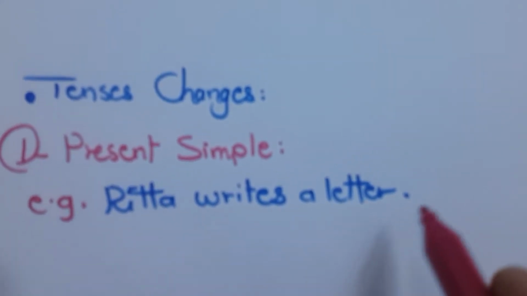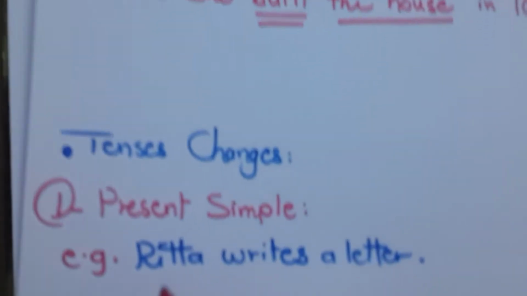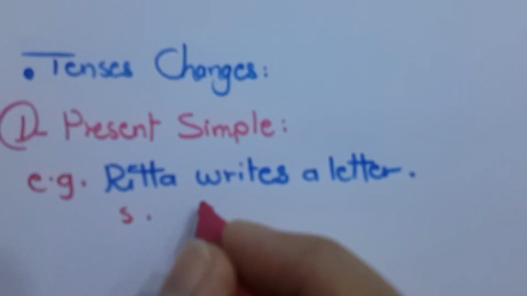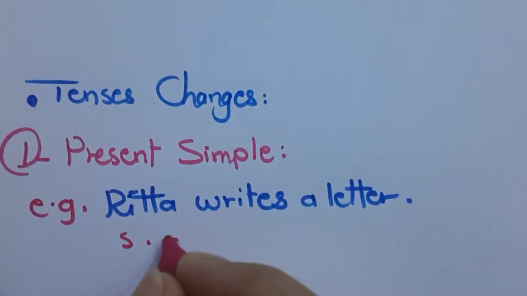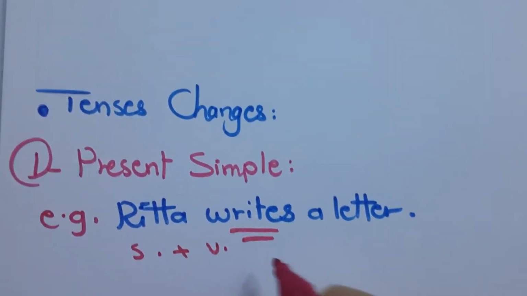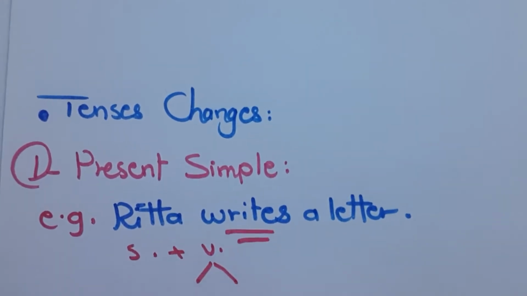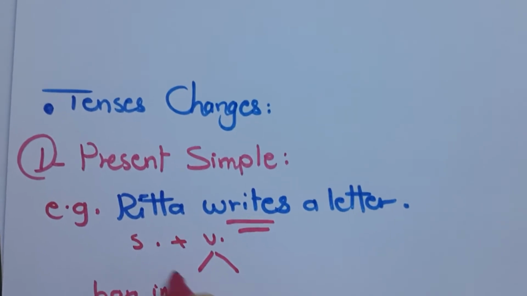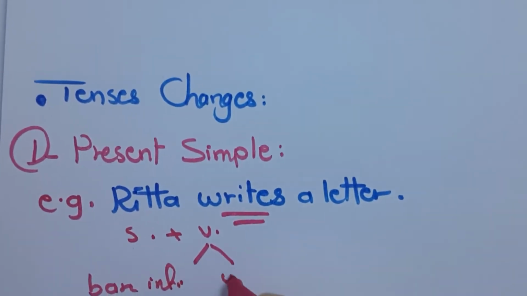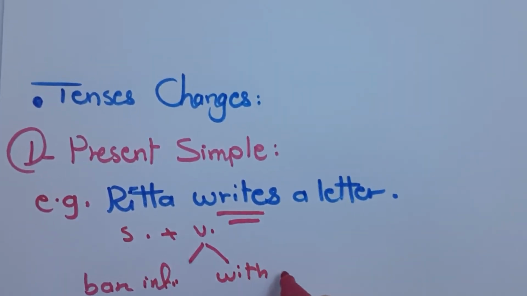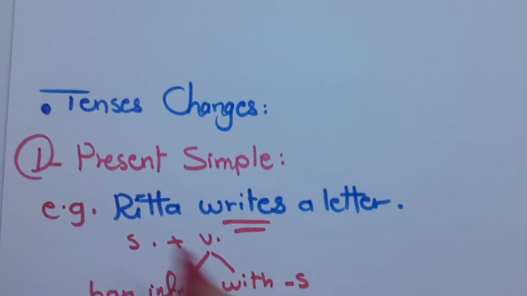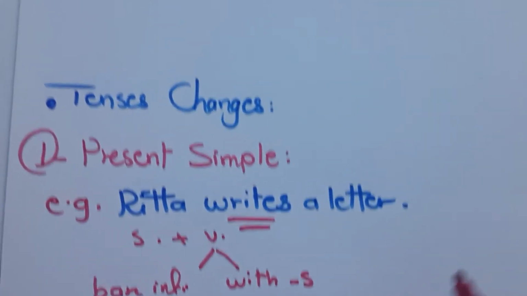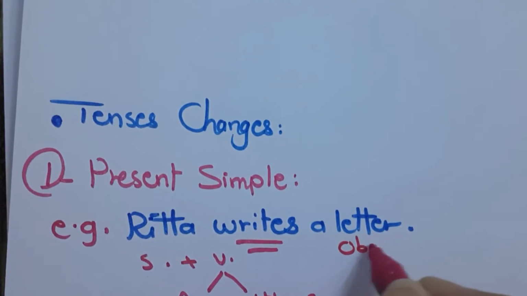Rita writes a letter. So we have a subject and a verb. The verb in the present simple can be either the bare infinitive or with s, as in this case because the subject is singular. A letter is the object.